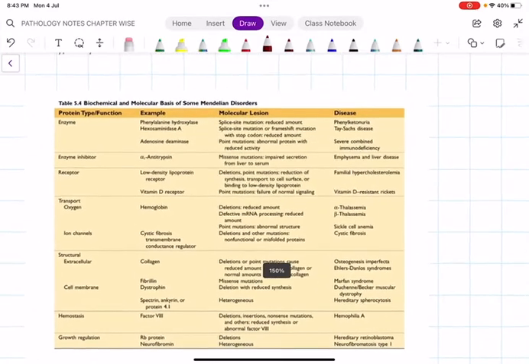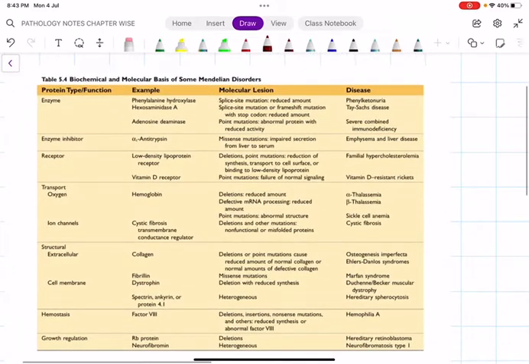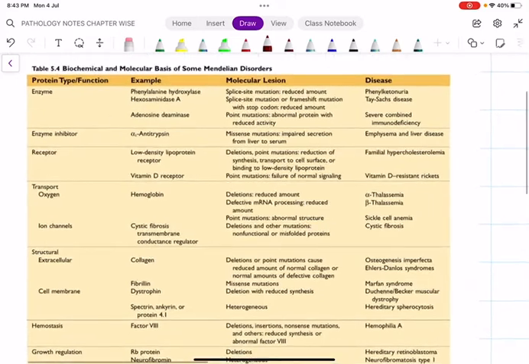Here I am going to discuss a very important table. Actually, based on this table only, we are going to discuss almost all the genetic disorders, whether it may be some collagen deficiency, a lysosomal storage disorder, glycogen storage disorders, whatever it may be, all is based on this simple table. So, biochemical and molecular basis of some Mendelian disorders.